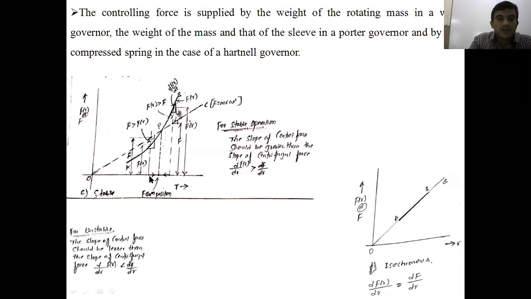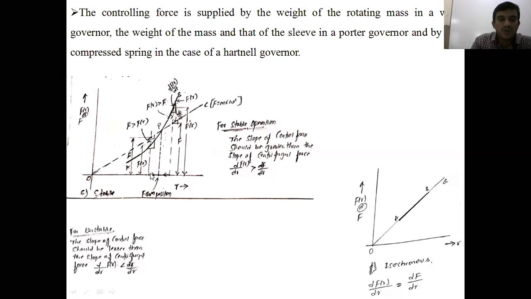Now consider three equilibrium positions. One is r, second is r1. r1 is obtained when increasing the speed: the radius of rotation increases from r to r1. r1 is greater than r. Similarly, if the speed decreases from the equilibrium position, the radius of rotation of the governor ball also decreases, reaching r2. Now r2 is less than r. These three are the equilibrium positions.